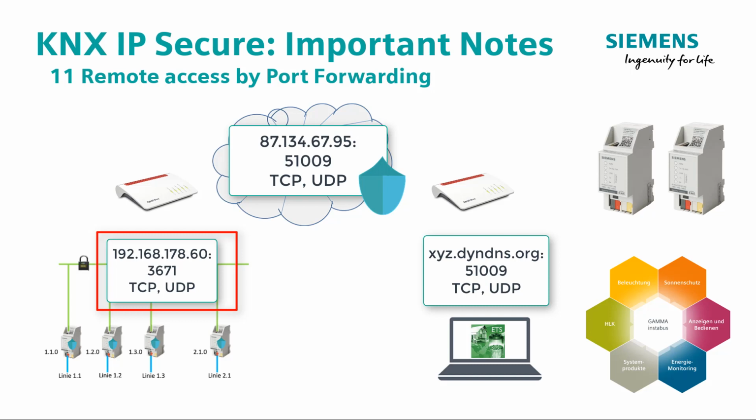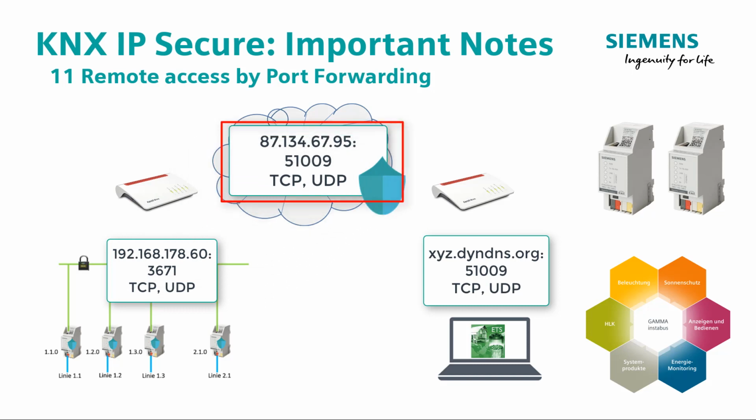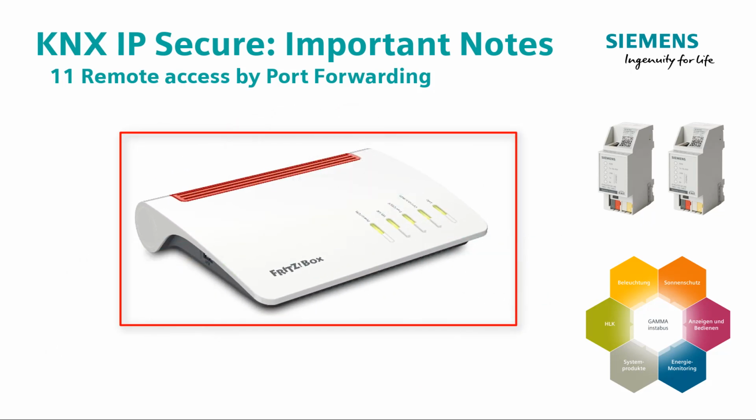Port 3671 is reserved as the default port for all KNX IP devices. Masking is still possible: the external port number is different from the internal port number, if the DSL router supports it.